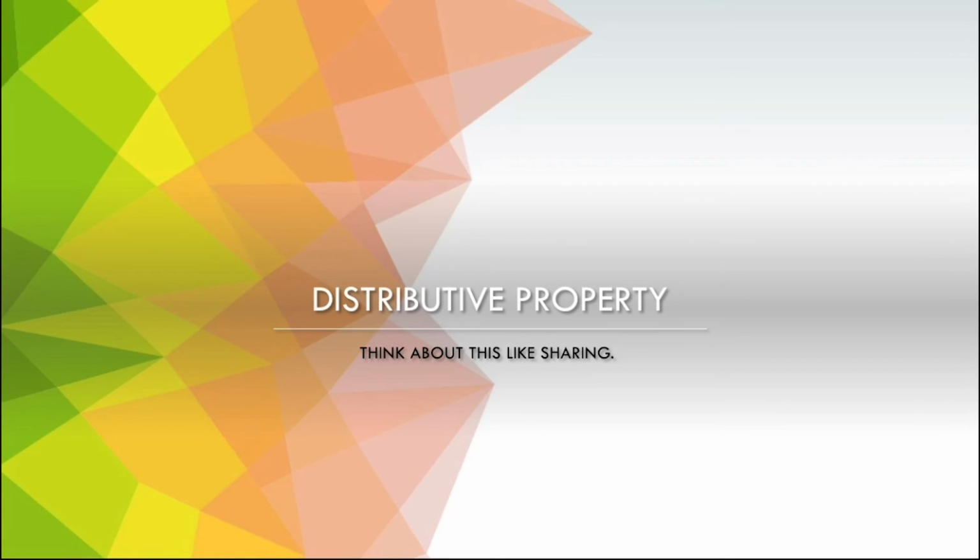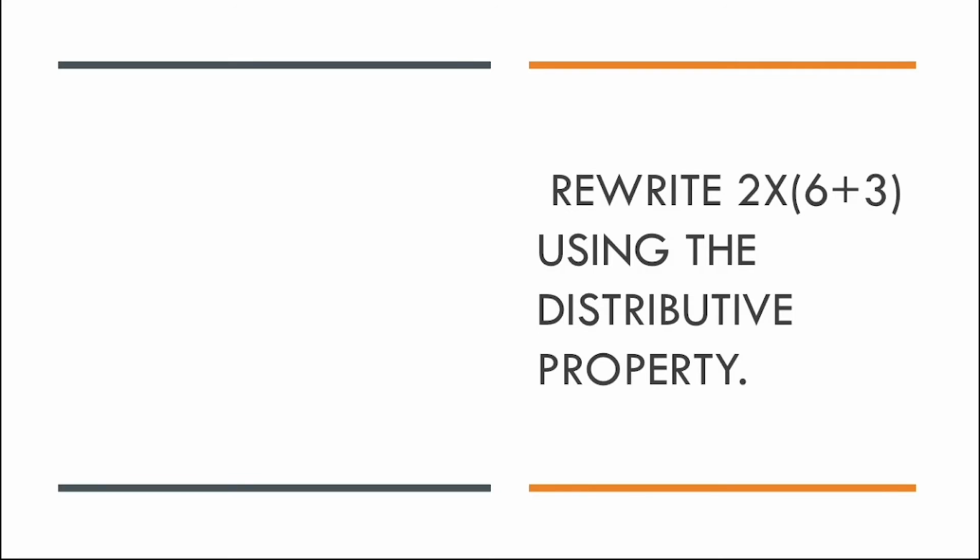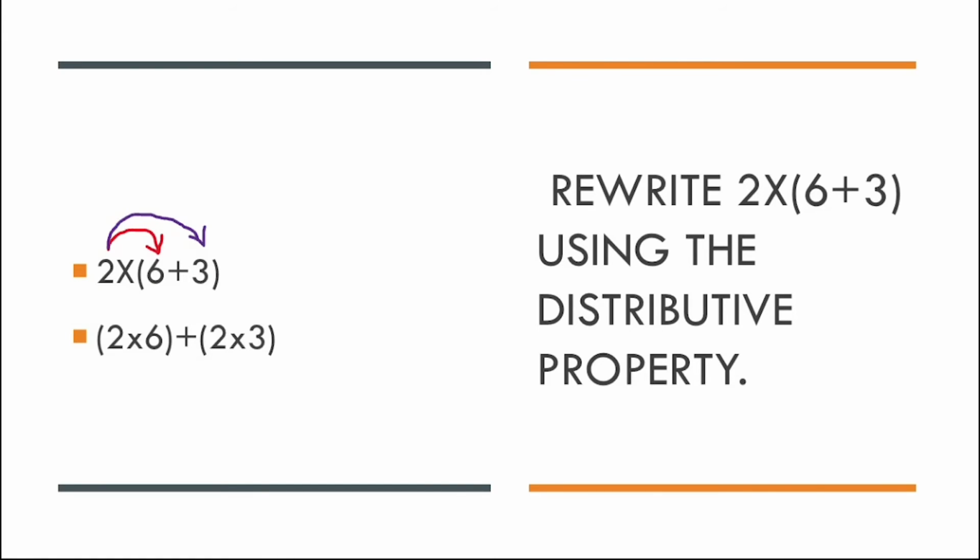Now let's try some distributive property questions. Distributive sounds like distribution, which means to share, like you would if you had 3 cookies and 2 friends to give one to. The first question is to rewrite 2 times, and then in parentheses, 6 plus 3, using the distributive property. We distribute the 2 to the 6 and then the 3.